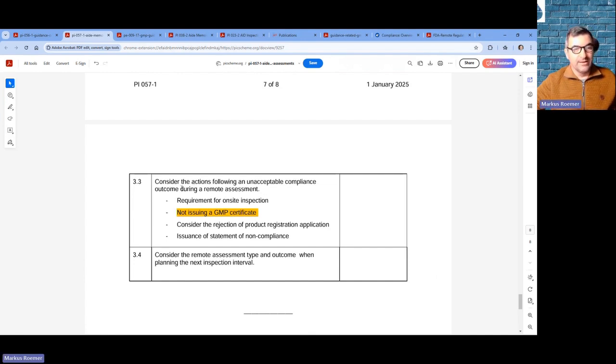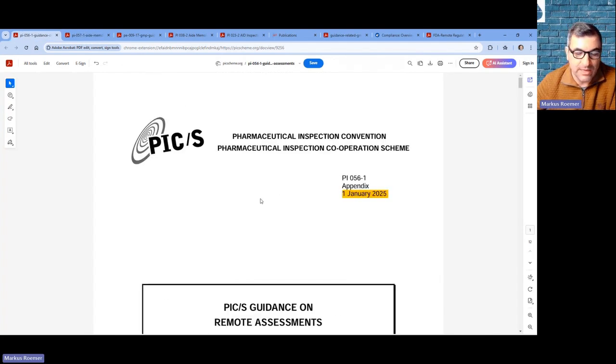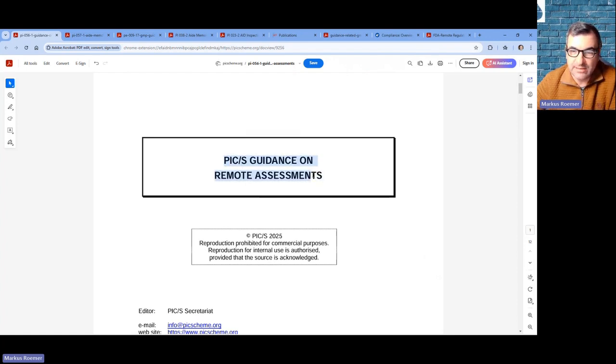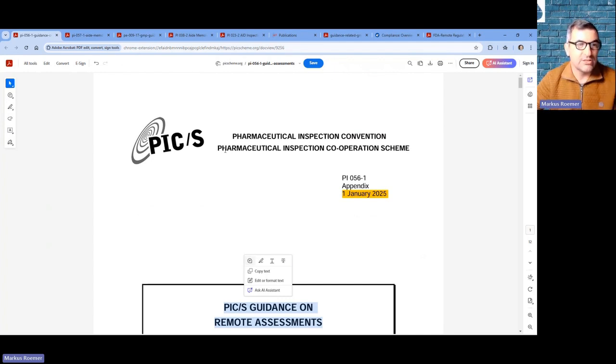And then you must tell an inspector, I would not tell a German inspector, consider the action following an acceptable compliance outcome. Don't issue a GMP certificate. I don't know any European GMP inspector who will issue a GMP certificate on an unacceptable compliance outcome, especially in a remote assessment. Very strange. So first I was surprised and basically a little bit happy to get a new document to read. Guidance on remote assessment, but hey, PICS, that is not well done. And I don't know, there was no need to do that. Maybe they got some pressure from some companies to say, let's replace GMP inspections by remote assessments. We will find someone in the PICS to write something like this, but it's not well written.